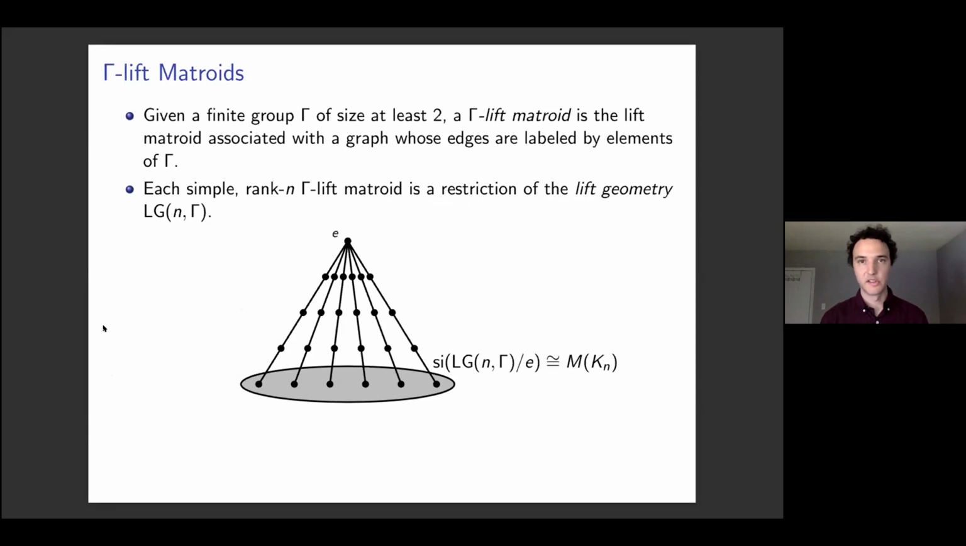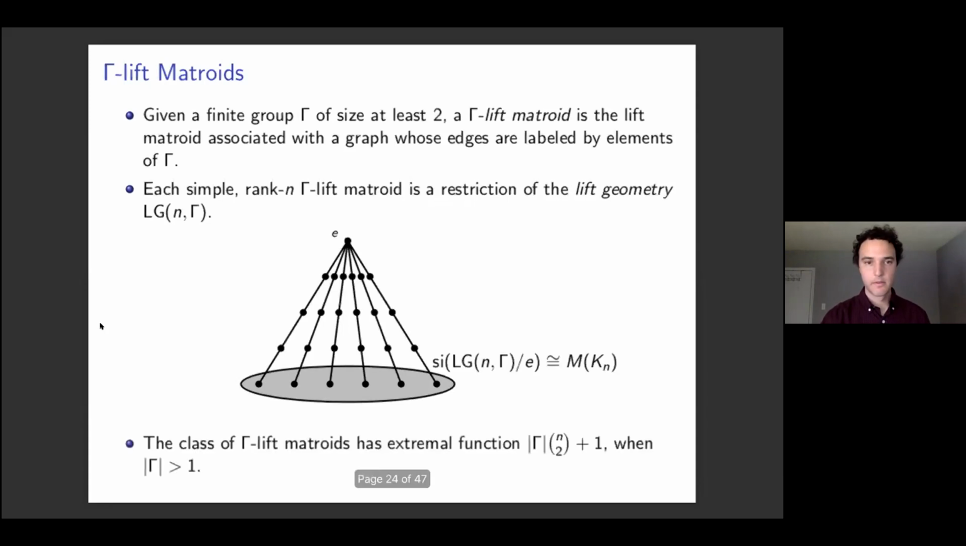Okay, and I'll just say that technically this is a complete lift matroid in the notation of Zaslavsky because we're including this extra point E. Okay, but I'll just call them the gamma lift matroids. Okay, and the class of gamma lift matroids has extremal function given by the size of gamma times n choose 2 plus 1, because there's n choose 2 of these long lines, and each has the size of gamma points other than E.